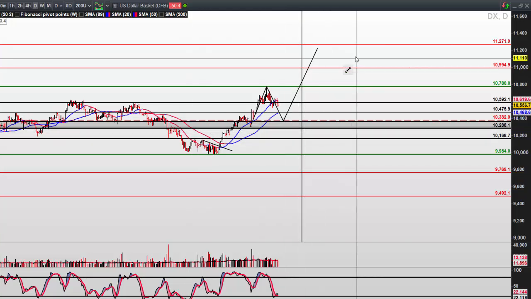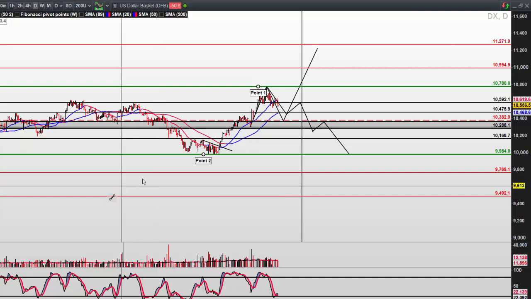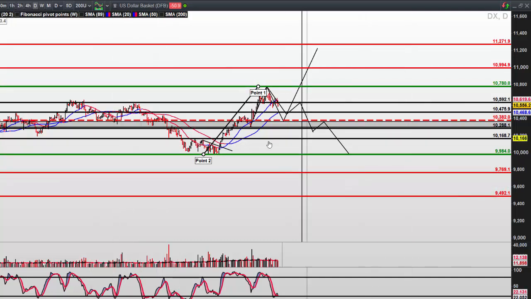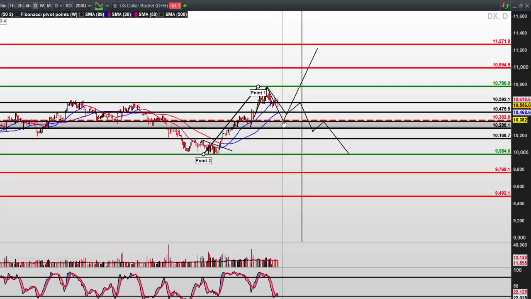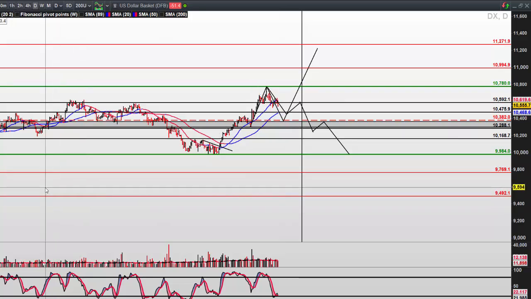So that's the bull scenario. The bear scenario is we step down here and start closing underneath the support, pop back in there, and then we go back to the 24 lows. So you've got two scenarios there. The key to the whole story is that 103, 104 level.